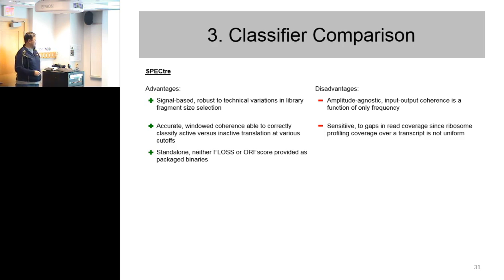The other advantage that we have is that we're offering this as a standalone package. Neither FLOSS nor ORF score are provided as package binaries. In fact, recapitulating FLOSS was in and of itself a huge exercise. They don't distribute code for it? They have code, but they don't provide the annotation files, and the code itself is not commented very well, so it was actually really hard to follow.